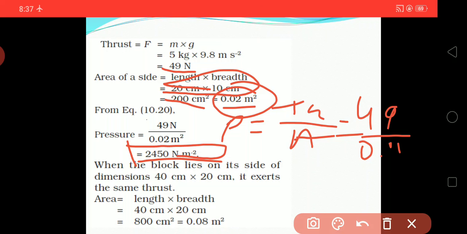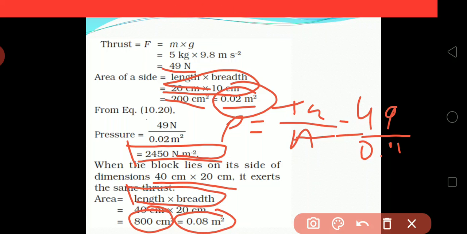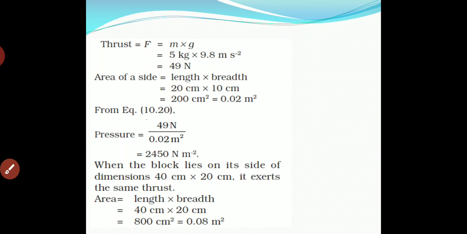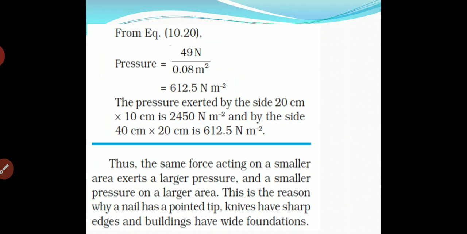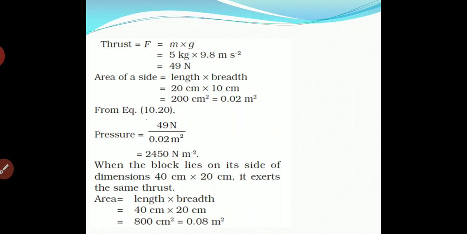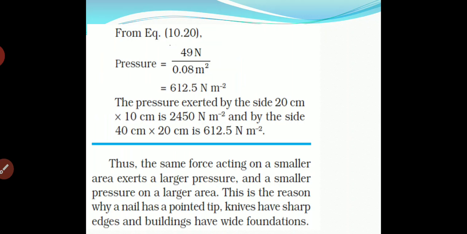Now if we talk about the second case, in the second case the area given is 40 centimeter and 20 centimeter. So substituting that value for the area, we will get 800 centimeter square. Now if we convert it into meter square, we know it very well that it will be 0.08 meter square. So centimeter square is converted to meter square, the same way which we have already applied in the first case. 49 upon, now in this the area will be how much? 0.08.